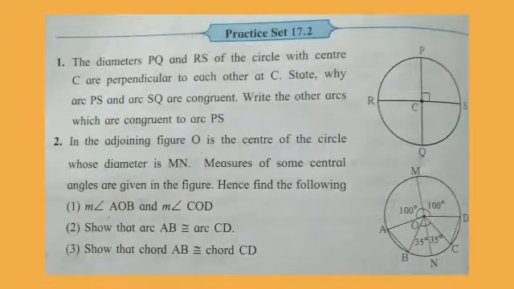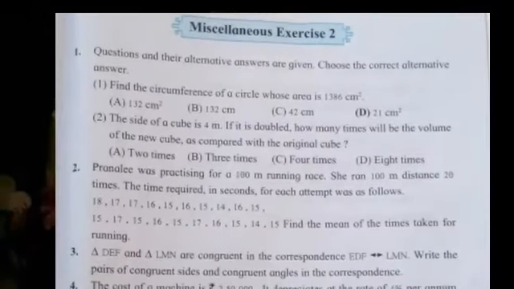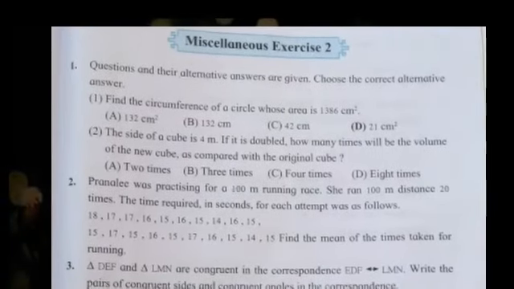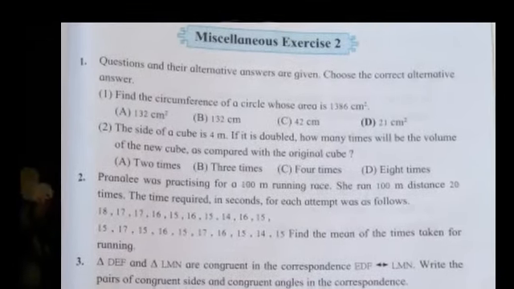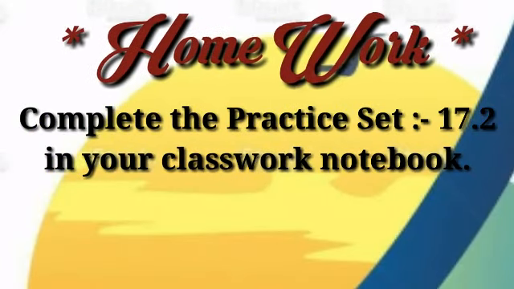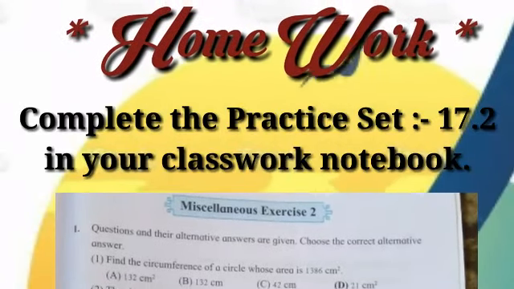Hey students, in this way our practice set number 17.2 is over. So students, in this way our unit number 17 is over. Just after this unit we have miscellaneous exercise number 2, which is given on page number 119 and 120, that you have to solve in your classwork notebook. Now students, it is time to note down your homework, that is to complete practice set number 17.2 as well as miscellaneous exercise number 2 in your classwork notebook.